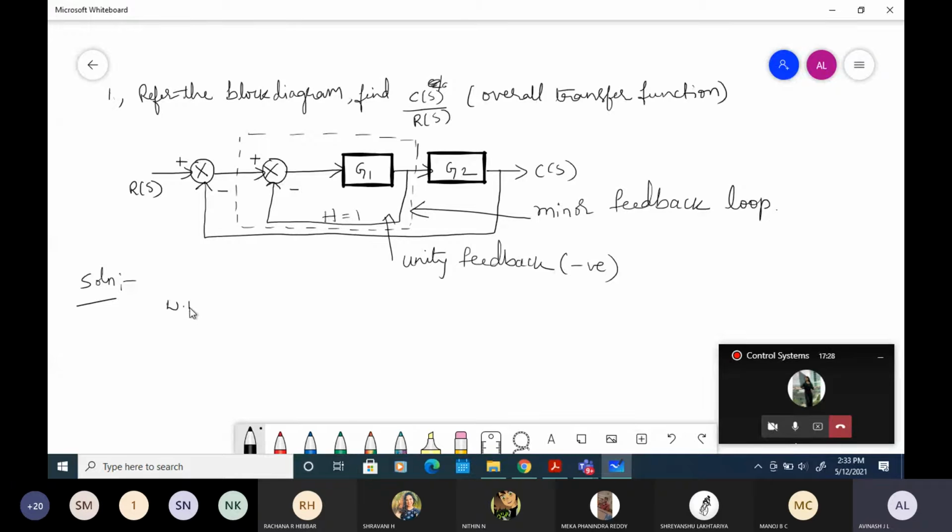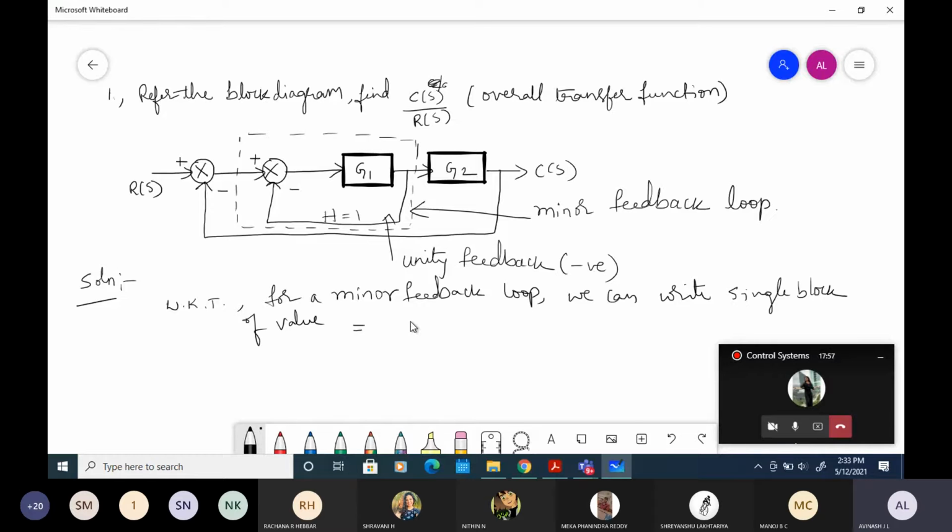Okay, so we know that for a minor feedback loop, we can write a single block of value. So what is the block value? It will be G of S divided by 1 plus G of S into H of S, which is the derivation we have seen in the last classes, correct? This is the first derivation in the block diagram we have seen.